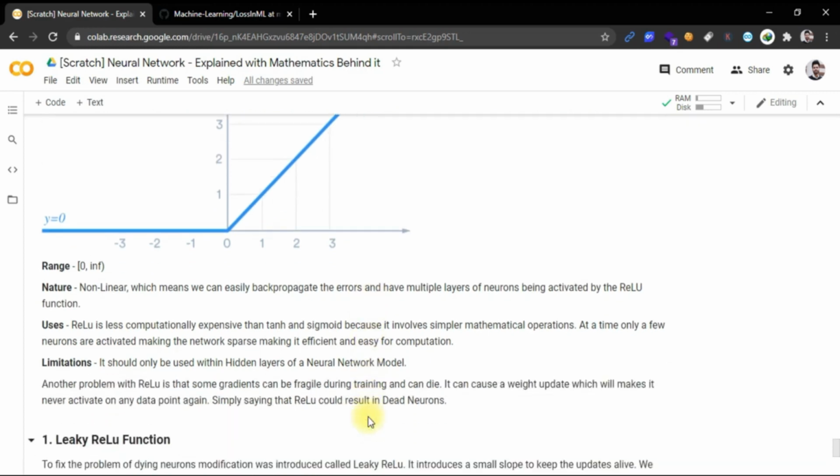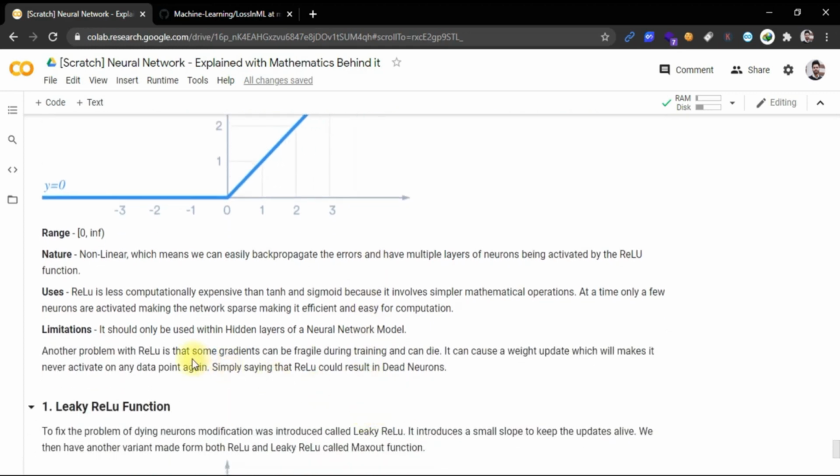The limitation is that it can only be used within the hidden layers of a neural network. Another problem with ReLU is that some gradients can be fragile during training and then die. It can cause a weight update which makes the neuron never activate on a data point again. Simply, ReLU could result in dead neurons. Like you have a neuron that you do not need now, so once it is deactivated, it cannot be activated again.